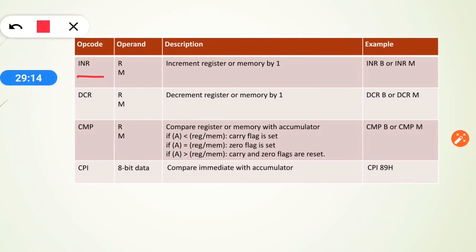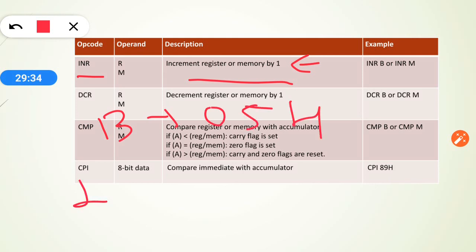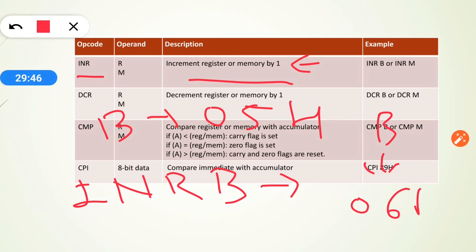INR. This INR instruction is used for increasing the contents of a register or the contents of a memory location by value 1. Suppose in B register there is 05H as a value. If I use this INR command, INR B, then after execution your B's value becomes 06H, right? That means INR is used for incrementing the data of the register or memory device by value 1.